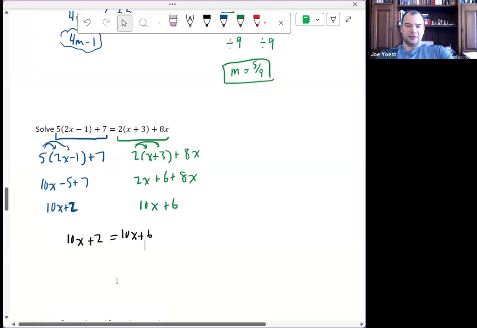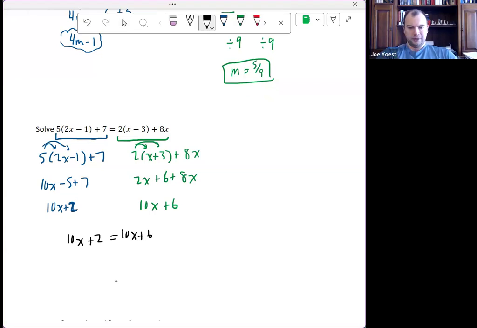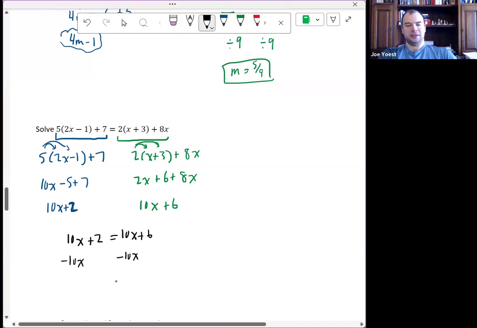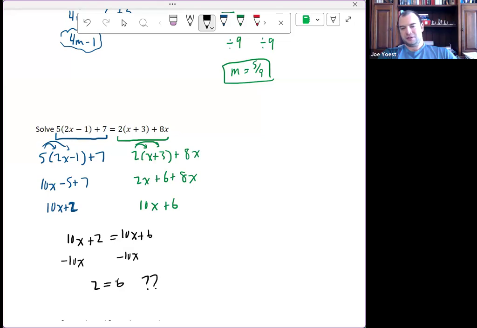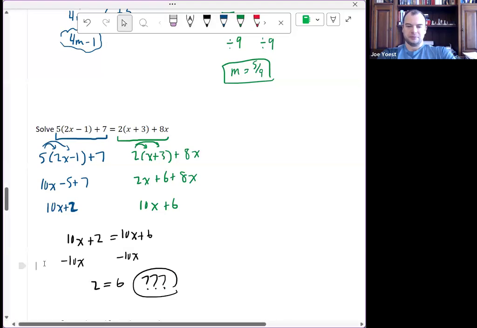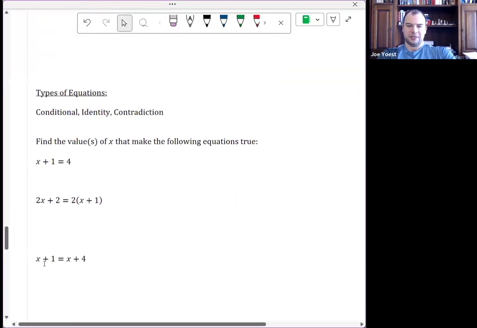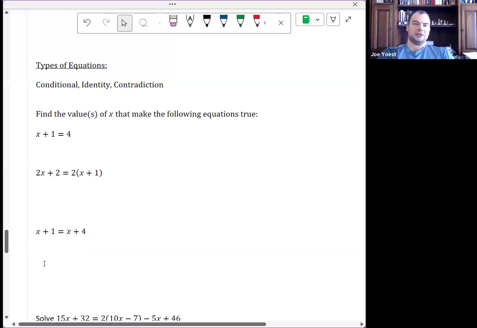You might notice the problem right away, or if we go through our equation solving steps, I subtract 10x off one side, do the same thing to the other side, and unfortunately, or maybe not unfortunately, it turns out that I get rid of all of my x's. I just get 2 equals 6. What the heck does that mean? I think for time constraints, we are going to jump down to this next topic.